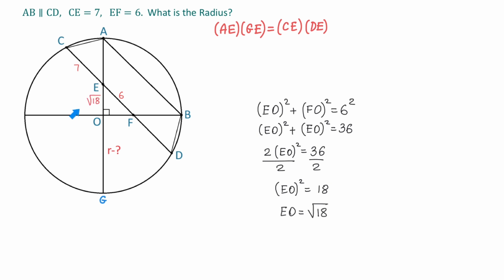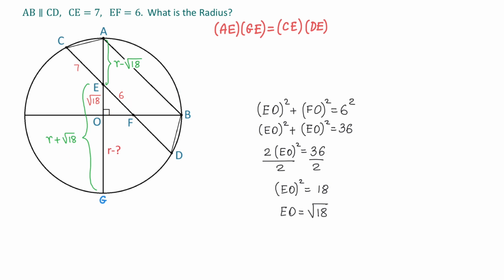And now if EO is square root of 18, then the line segment GE is R plus square root of 18. Then AE will be R minus square root of 18. So far in this formula, we will replace AE with R minus square root of 18 and GE with R plus square root of 18.